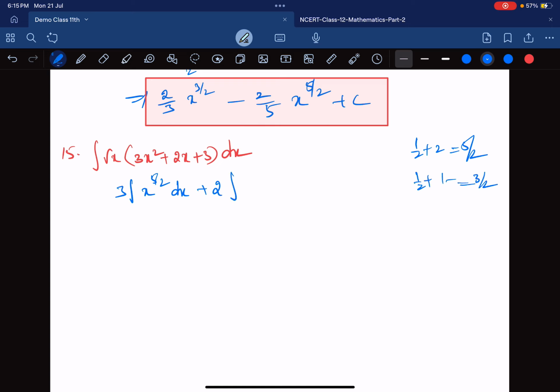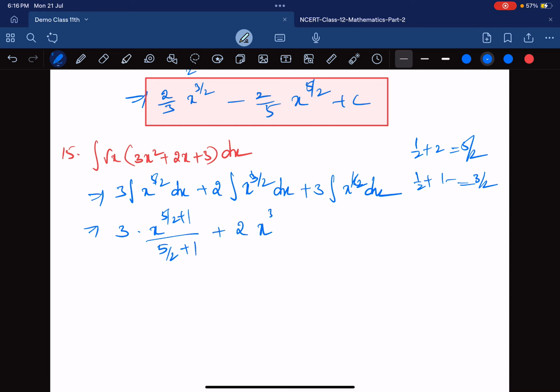Integration of x power 3 by 2 dx plus 3 times x power 1 by 2 dx. Which implies 3 times x power (5 by 2 plus 1) by (5 by 2 plus 1) plus 2 times x power (3 by 2 plus 1) by (3 by 2 plus 1) plus 3 times x power (1 by 2 plus 1) by (1 by 2 plus 1) plus c.